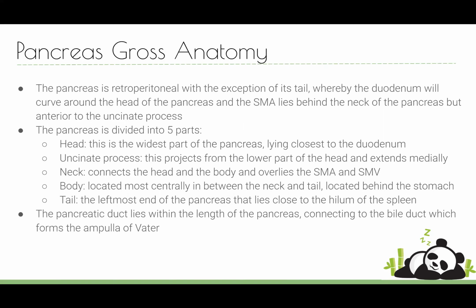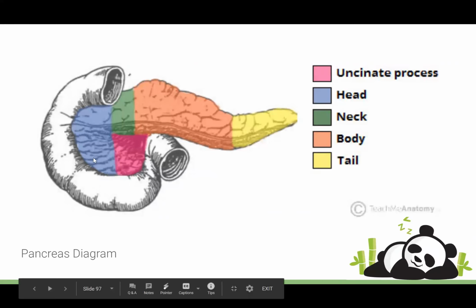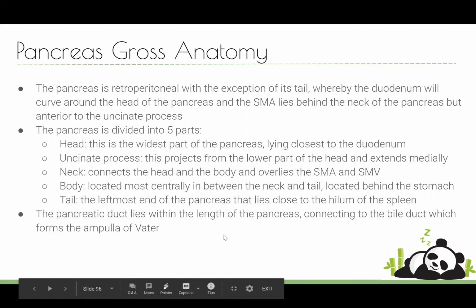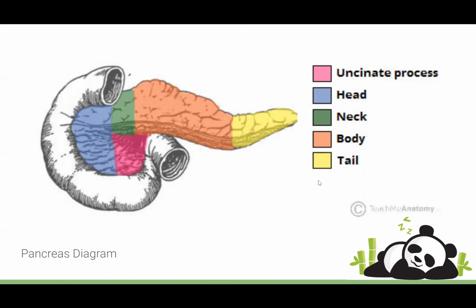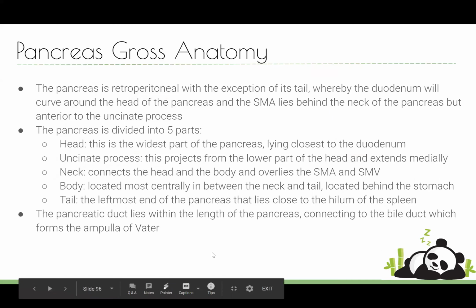It's divided into 5 parts. The head is the widest part, lying close to the duodenum. So it's the head, the uncinate process, the neck, the body, and the tail. And I guess you can almost think of the tail as tickling the spleen, which would be here. And just one point about the SMA and the SMV.